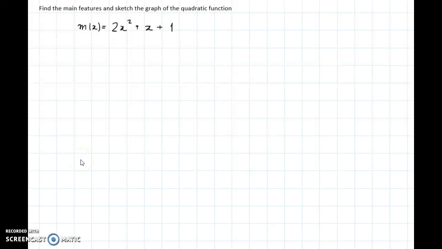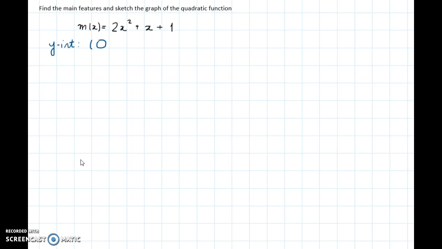Hello, we are going to do an example we did not have time to do in class. We have a quadratic function given in standard form and we wish to find the 5 main features of it and use them to sketch the graph. We're going to begin with the easiest. Since this is given in standard form, finding the y-intercept is even easier than usual.